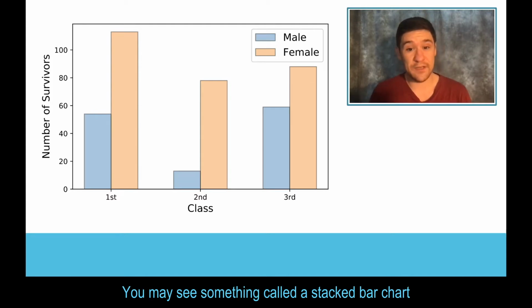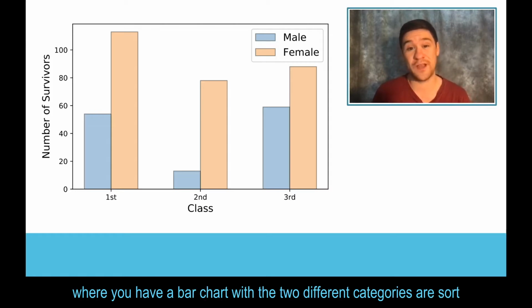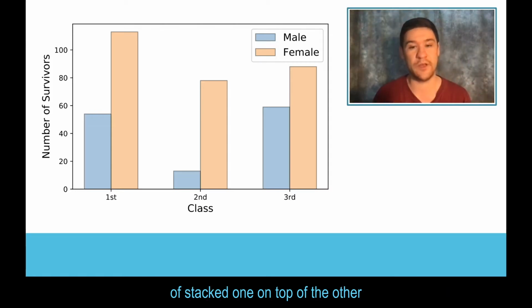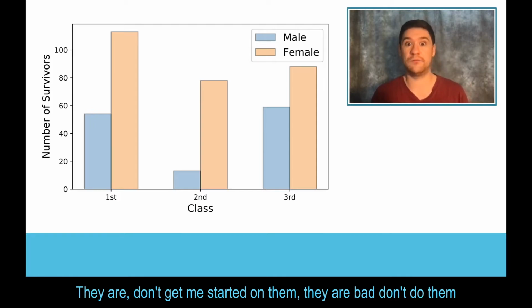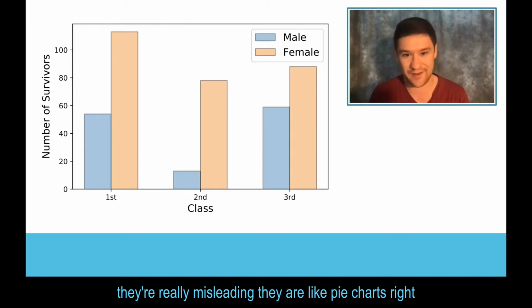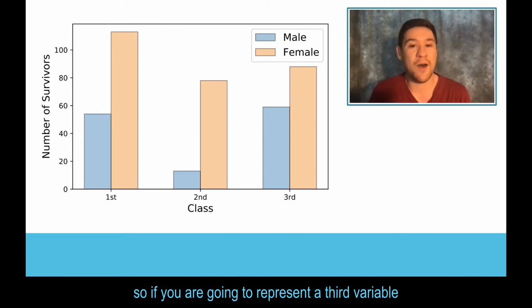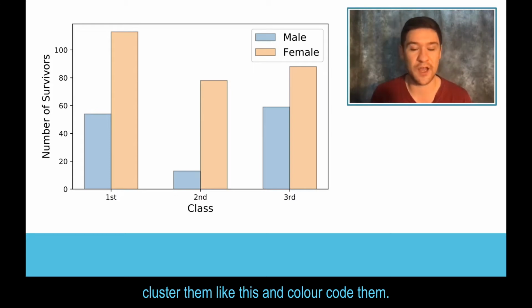You may see something called a stacked bar chart, where you have a bar chart but the two different categories are sort of stacked one on top of the other. Don't get me started on them, they are bad. Don't do them, they are really misleading. They are like pie charts, right? So if you are going to represent a third variable, cluster them like this and color code them.